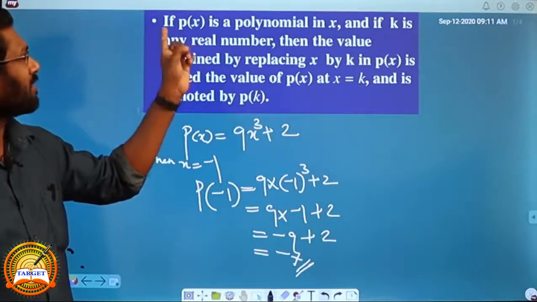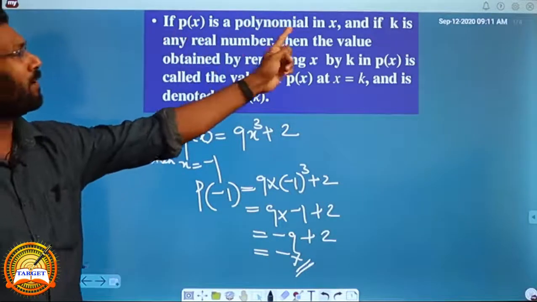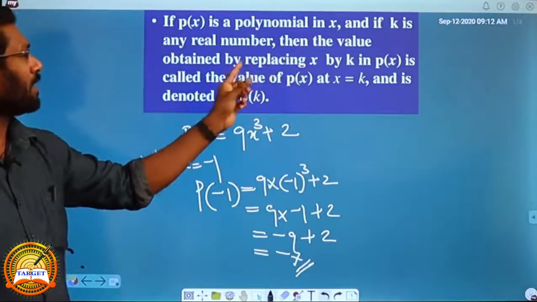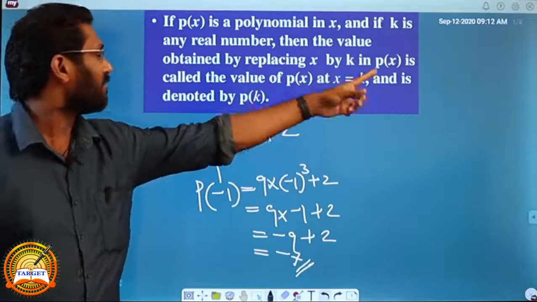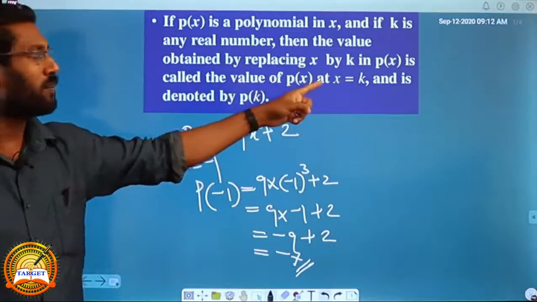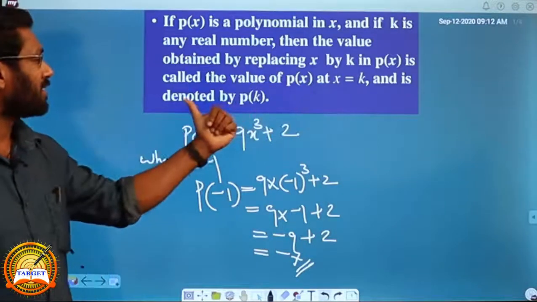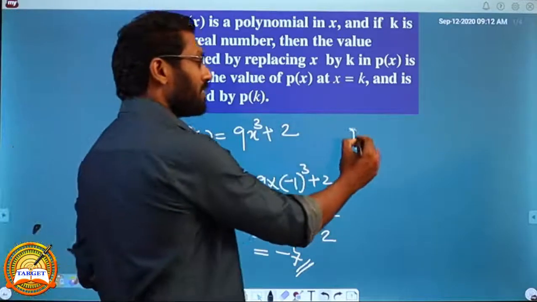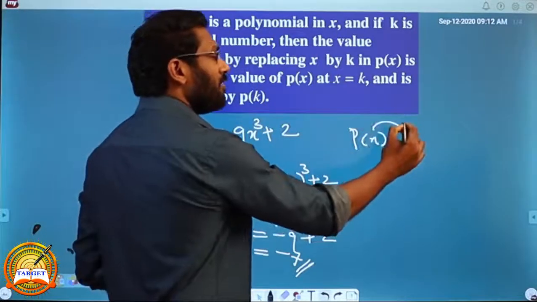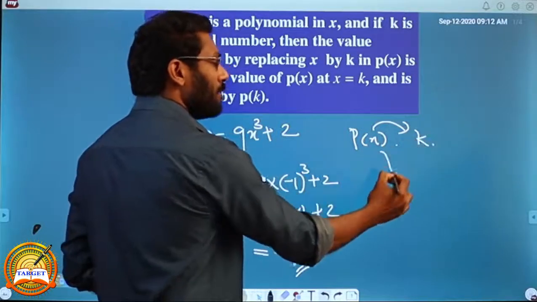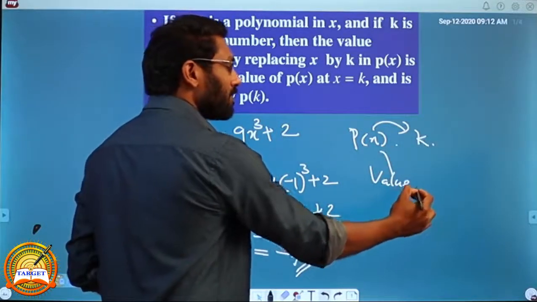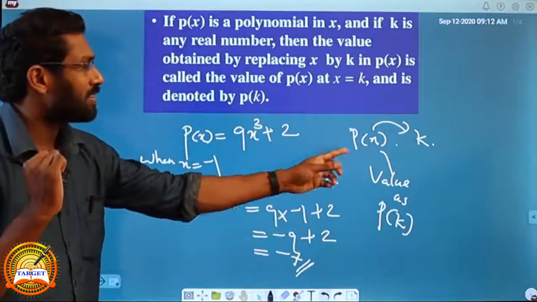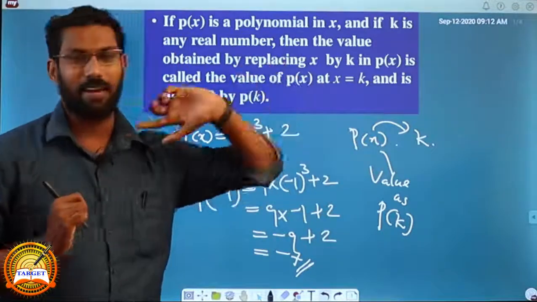That is, the definition clearly explains, if p of x is a polynomial in x and if k is any real number, then the value obtained by replacing x by k in p of x is called the value of p of x at x is equal to k, and it can be denoted as p of k. Okay, so p of x is a polynomial, and if we are replacing x by k, we will be getting the value as p of k. P of k is the value of p of x when x is replaced as k.